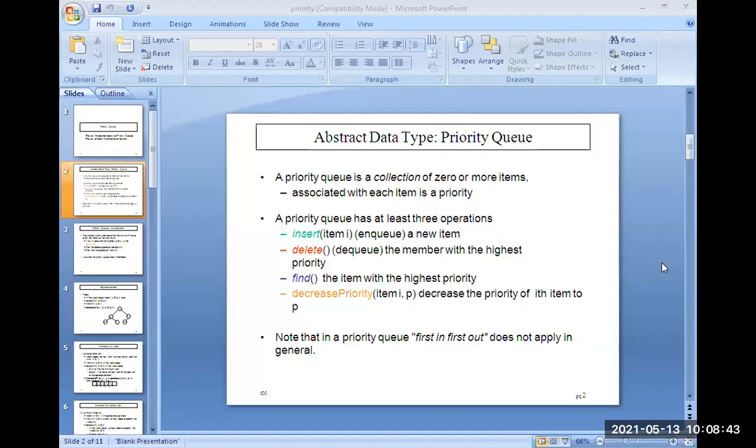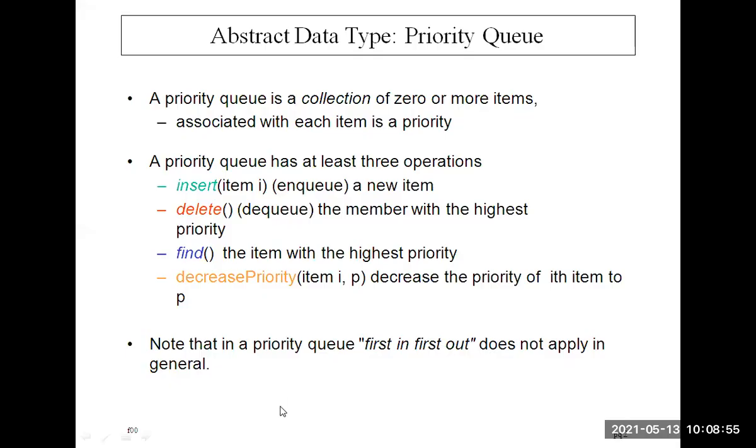So see here, a priority queue is a collection of zero or more items, and associated with each item is a priority. A queue in which we are able to insert an item or remove an item from any position based on some priority is often referred to as a priority queue. So here an element with high priority is always processed before any of the lower priority elements.